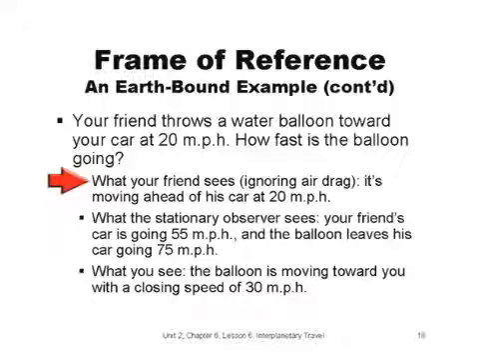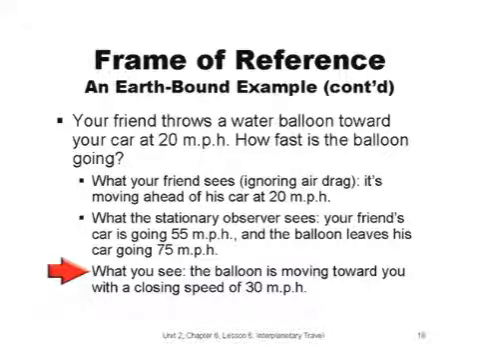From your friend's perspective, the balloon appears to move ahead of her car at 20 miles per hour if we ignore air drag. From the viewpoint of Jerry, who's standing on the highway's edge, your friend's car is going 55 miles per hour, and the balloon leaves her car going 75 miles per hour. But what do you see? The balloon is moving towards you with a closing speed of 30 miles per hour.